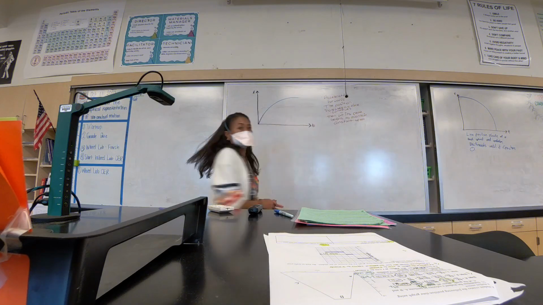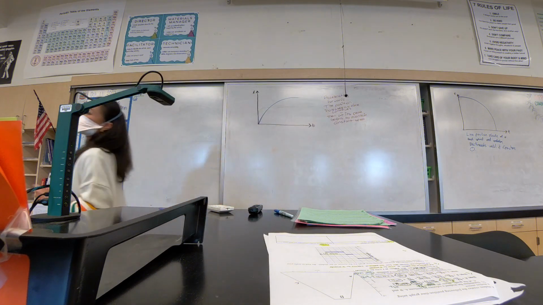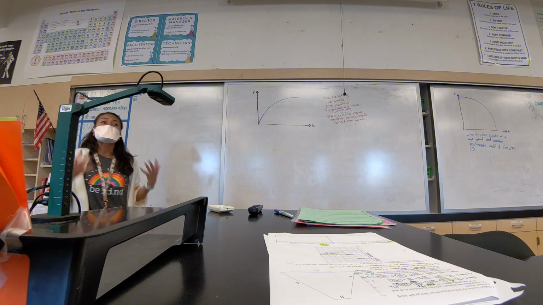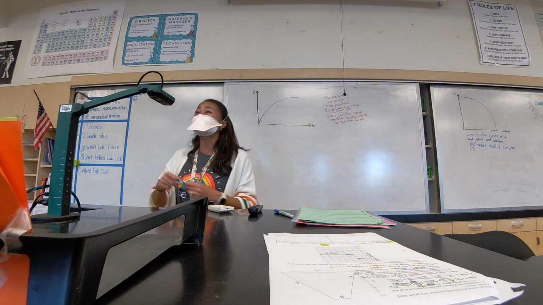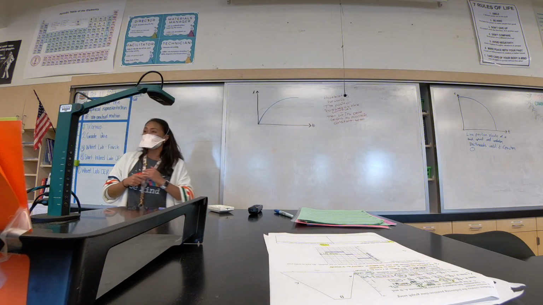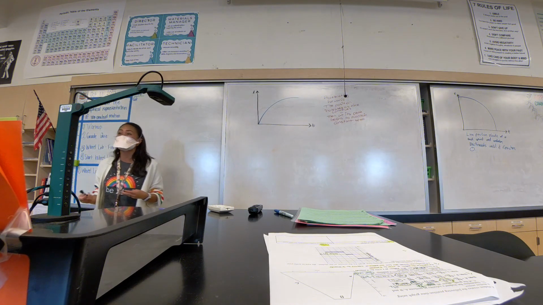The first one, we are starting to see some curved graphs. You saw your first curved graph in the motion sensor lab. You saw another curved graph, or you're going to see another curved graph, for the wheel lab. And we want to make sure that we understand how to interpret these.